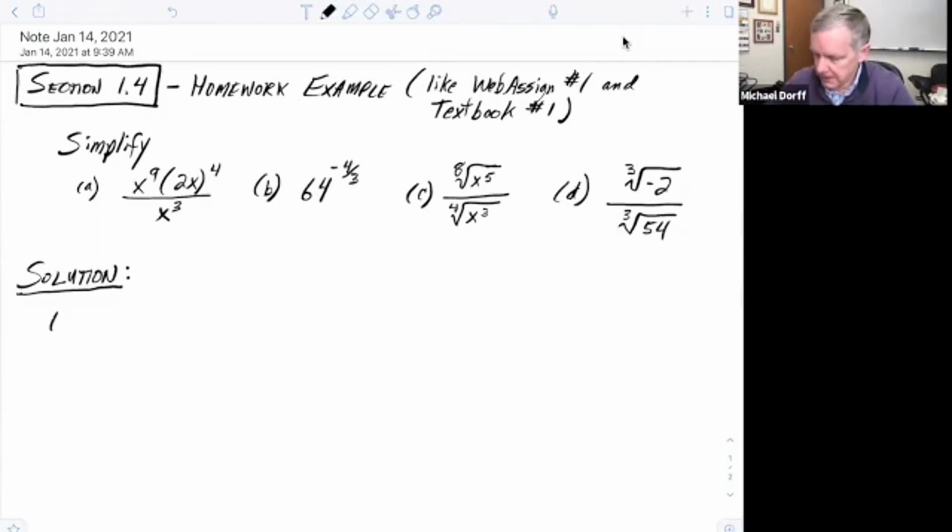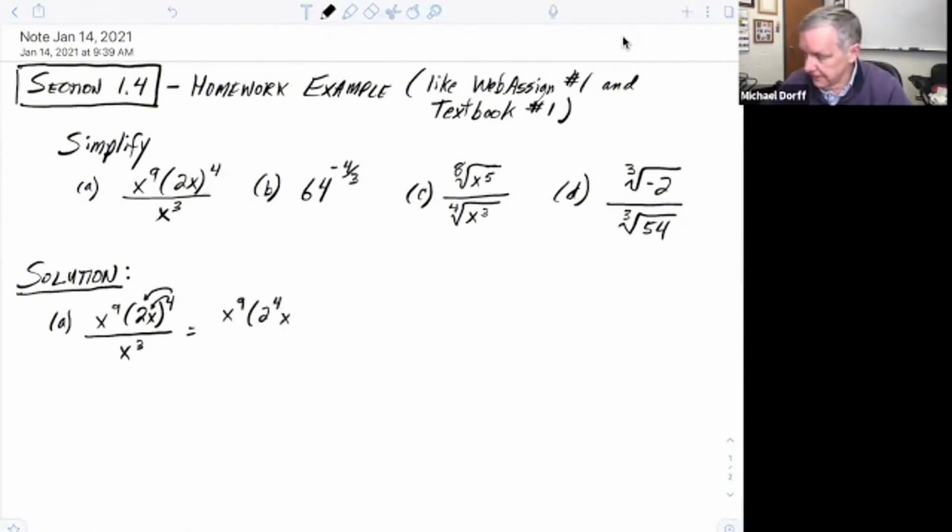In part A, we have x to the ninth times (2x)^4, all over x cubed. The first thing I would do is that I've got that parentheses to the fourth. That means I need to distribute that fourth power to everything inside the parentheses, which includes the 2 and the x. So I'm going to write down my x to the ninth, and then 2 to the fourth, x to the fourth, all over x cubed.